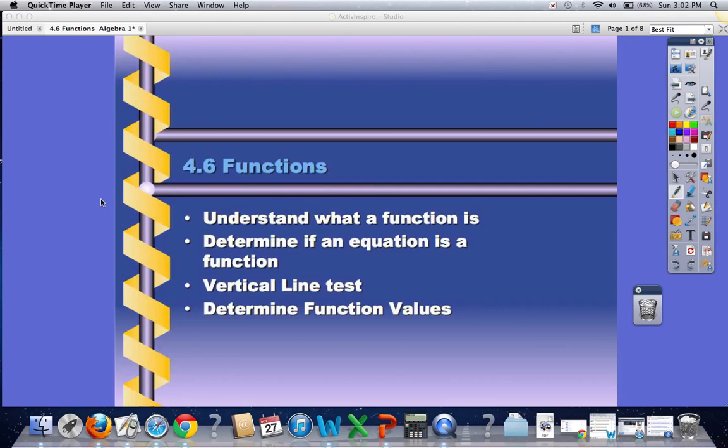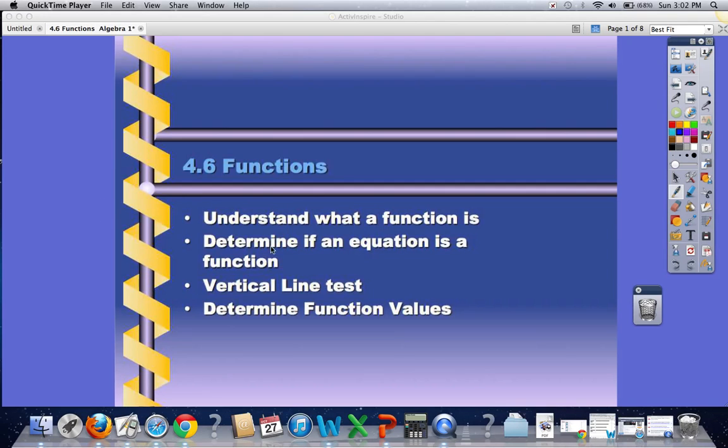Section 4.6 is all about functions. Functions are a really interesting section, and I think you'll like it. It's pretty simple as long as you remember what your domain and range is. In this section, we're going to understand what a function is.